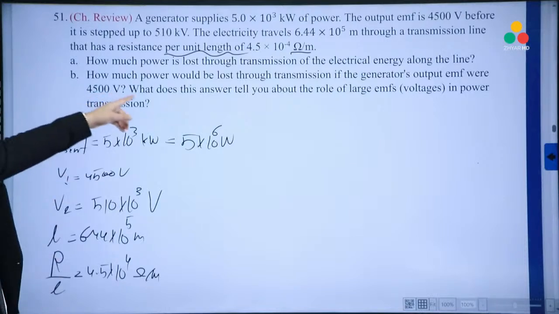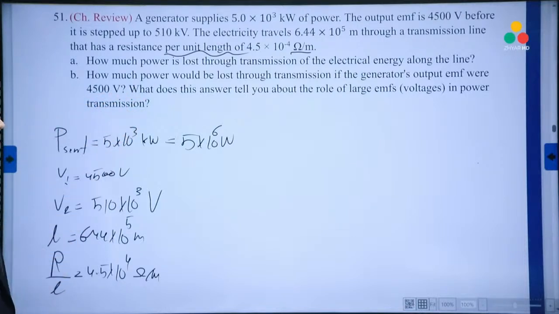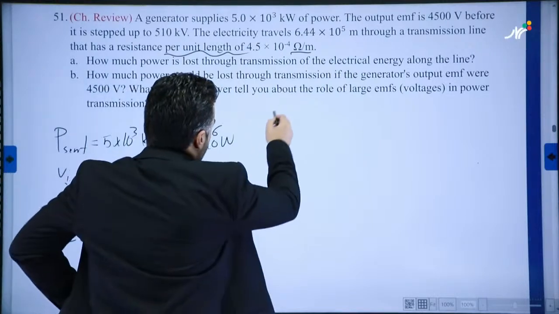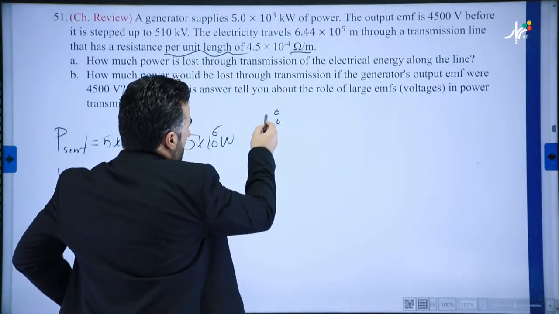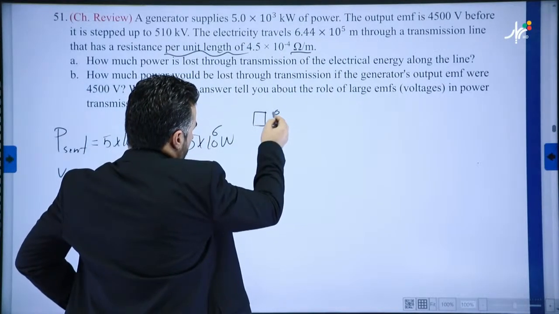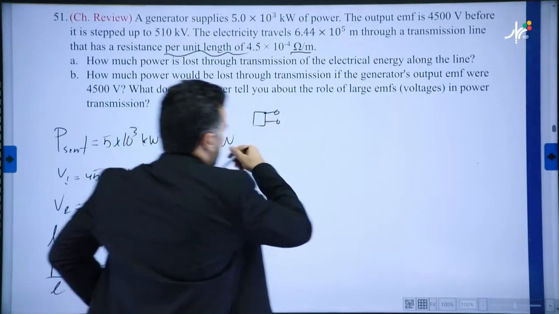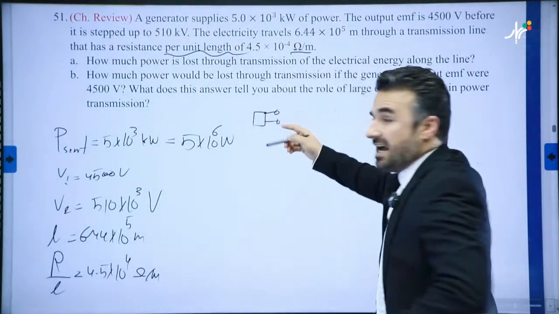So how much power is lost through the transmission of the electrical energy along the line? Let's say this is basically the line that we have. So first of all, let's say this is a transformer. After stepping it up, here's let's say what we have in here.